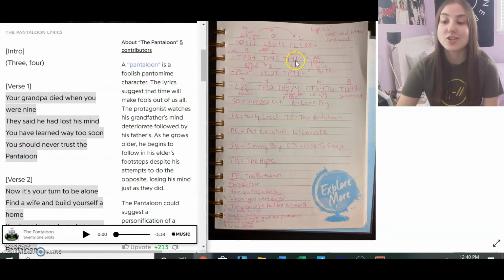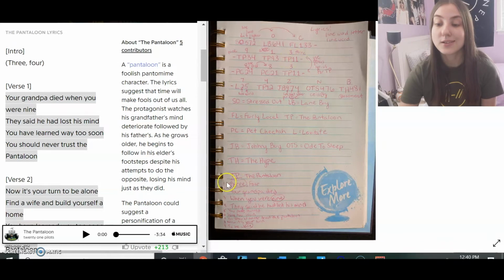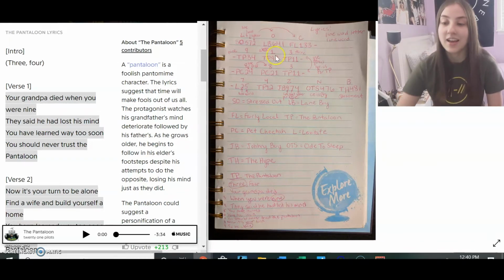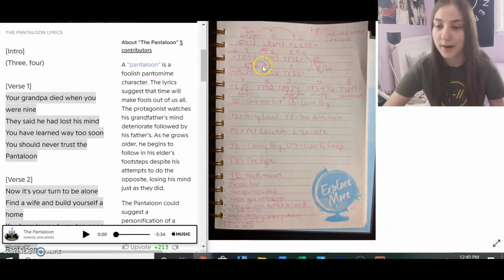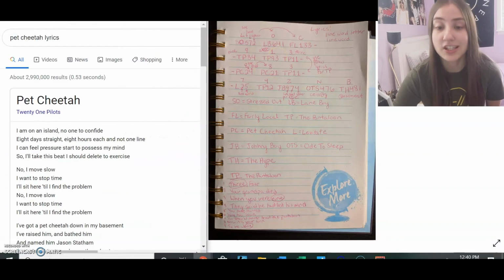And then again, just showing this part again, line 1, word 1 is of course this 3 here. So you can see I circled the 3, 9, and 1, and those are the parts here of this code. So now we can move on to the next part. Next song is Pet Cheetah.